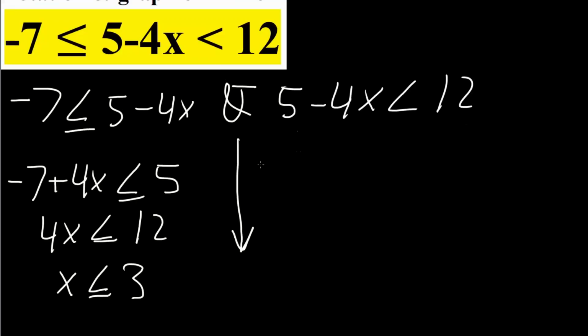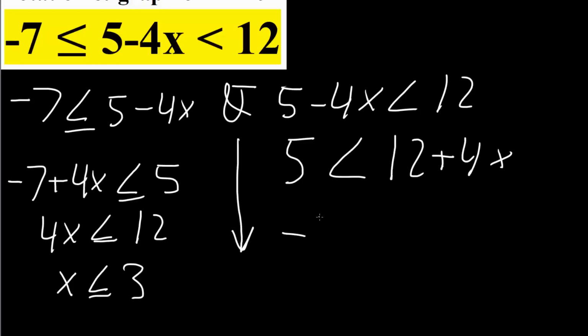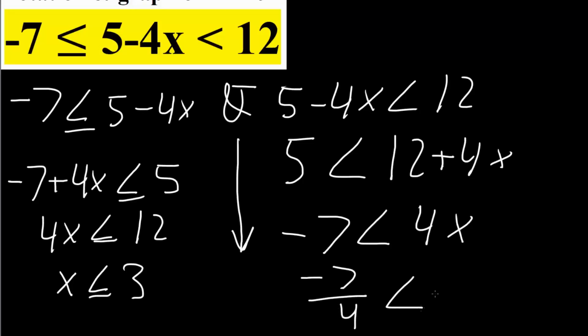So we can say 5 is less than 12 plus 4x. We simply added 4x here. Next, we will subtract 12 from both sides, and we would get negative 7 is less than 4x. And so we can say x is greater than negative 7/4. So we have two statements.